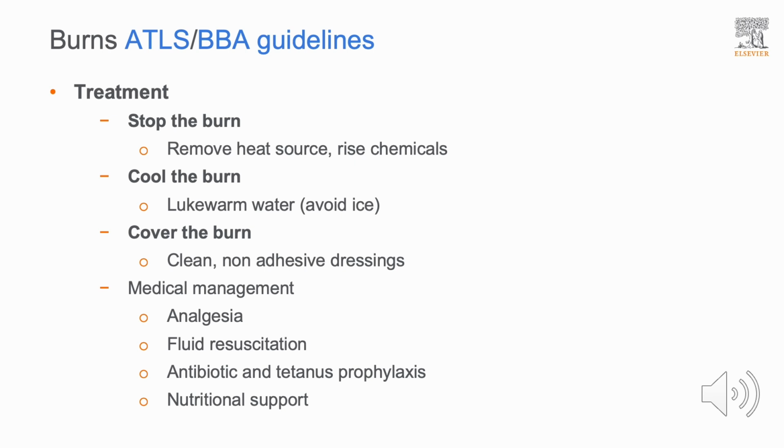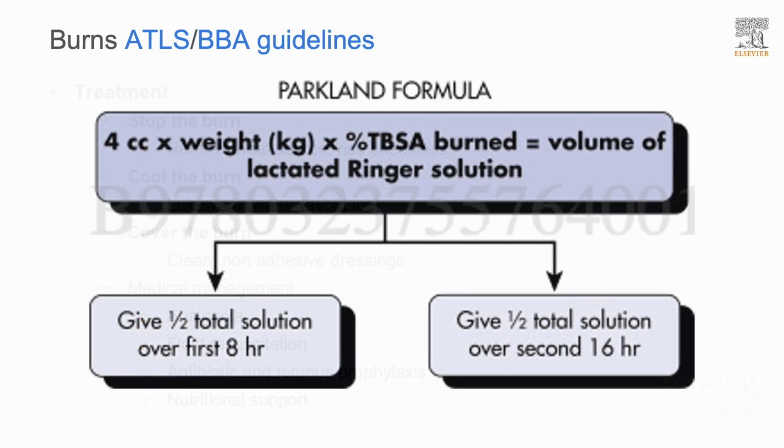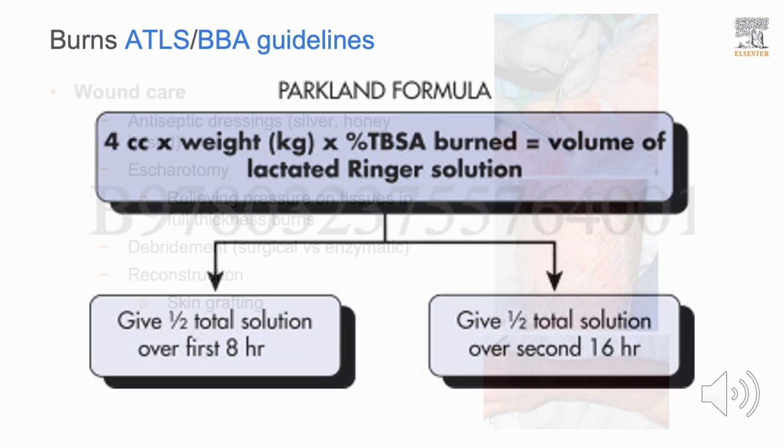Medical management includes analgesia, appropriate fluid resuscitation, antibiotic and tetanus prophylaxis, and nutritional support is essential. Adequate fluid resuscitation follows the Parkland formula of 4 mL times weight in kg times total body surface area burned. Half of this should be given over the first 8 hours, and the second half should be given over the second 16 hours. This is resuscitation, and maintenance fluid should be provided alongside this.